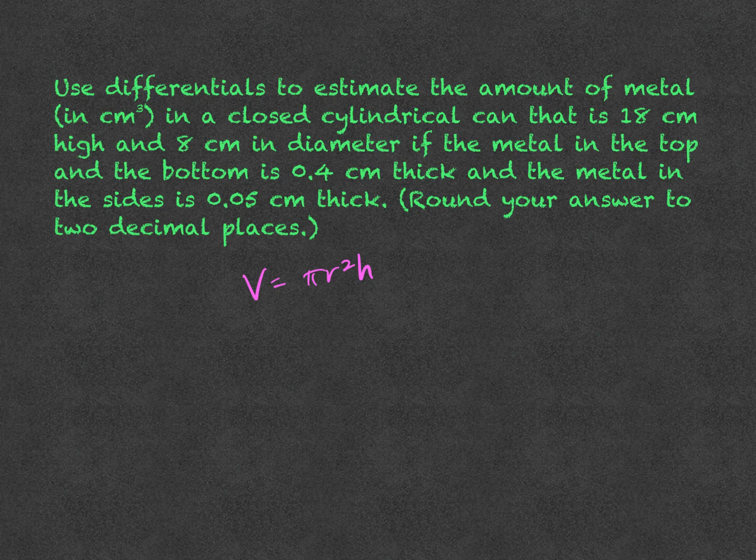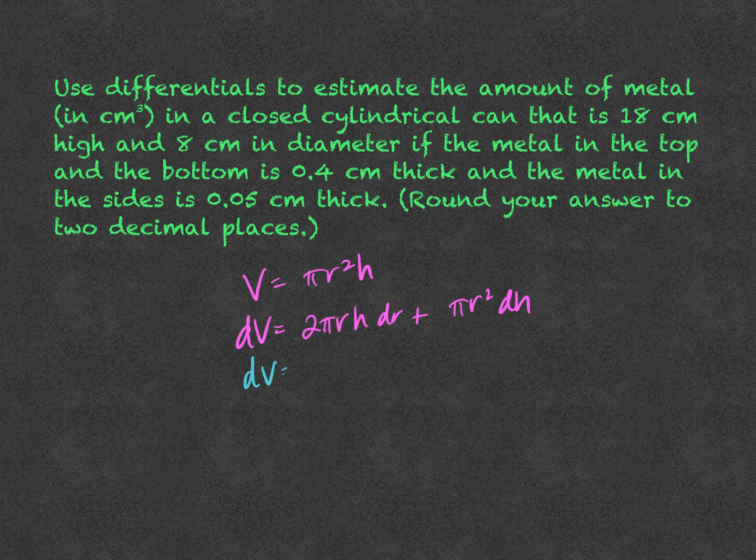Pi r squared is the volume of the base, and you multiply it times the height h. So we're going to find the differential. We're going to say dv is equal to pi. We're going to take the derivative of r squared to be 2r. So let's say 2 pi r h dr. Plus, we're going to keep the r squared and the derivative of h. So we're going to say pi r squared dh. Now we're given values, so let's go plug in what we have.